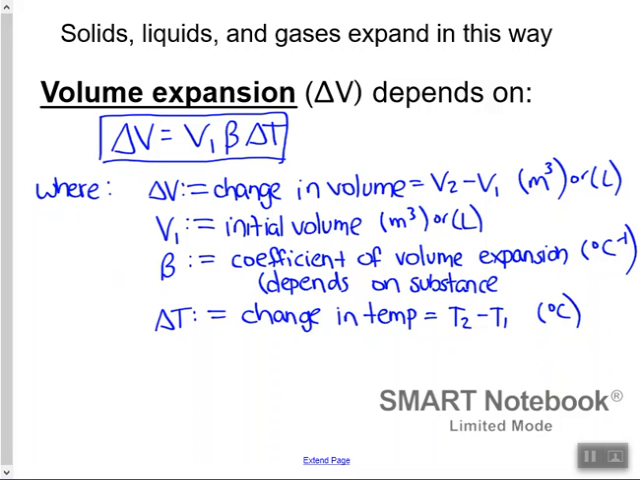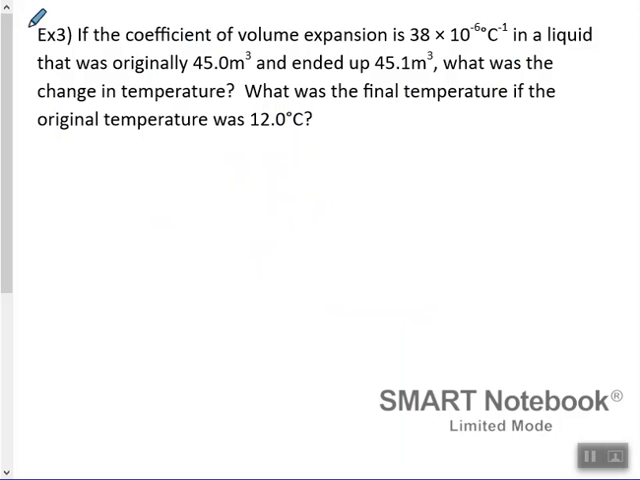So we're going to do an example here. Our lecture example 3: if the coefficient of volume expansion is 38 times 10 to the -6 degrees Celsius -1 in a liquid that was originally 45 meters cubed and ended up being 45.1 meters cubed, what was the change in temperature? What was the final temperature if the original temperature was 12 degrees Celsius? Okay, so it's only gaining in volume by 0.1 of a meter cubed. So not a whole lot, but still enough to cause havoc.